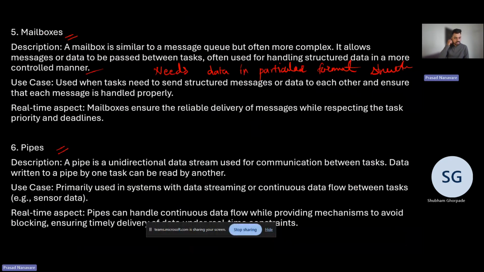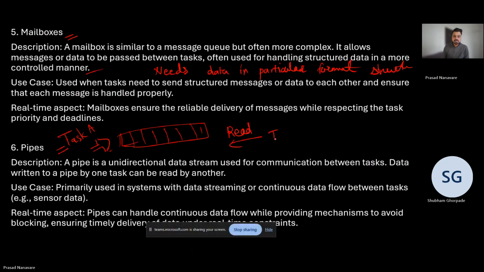And pipes are a unidirectional data system used for communication between tasks. Data written to the pipe by one task can be read by another. So take a pipe as a queue, but it is unidirectional. Suppose task A has pushed data into it, task B gets to read it as well. Task B can do the reading part.